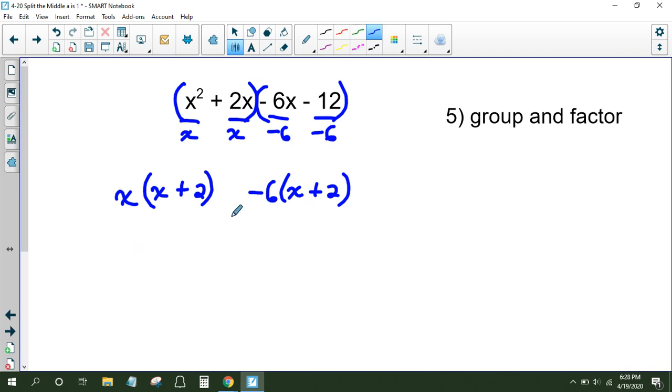And then finally, we're going to put our two GCFs together in a set of parentheses, x minus 6, and then our x plus 2. And that does it. That is changing from standard form to factored form using the split the middle method.